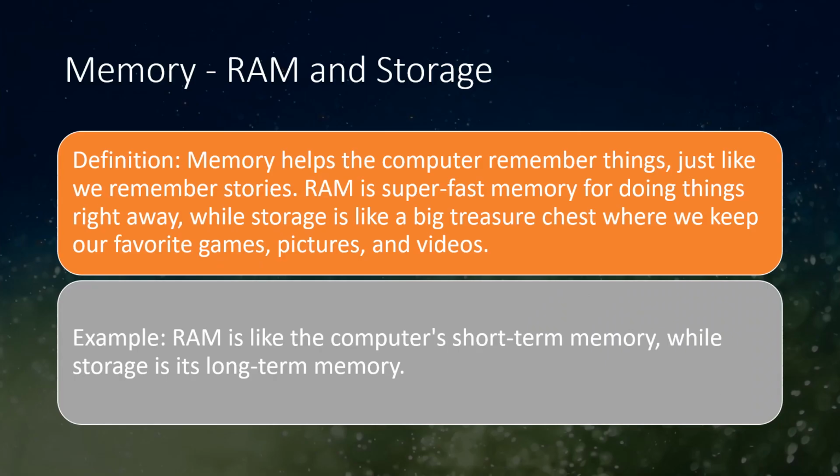Computers also have something called memory, and it's similar to how we remember stories. There are two main types, RAM and storage. RAM is super-fast memory that helps the computer work on things right away. On the other hand, storage is like a big treasure chest where we keep our favorite games, pictures, and videos for the long term.